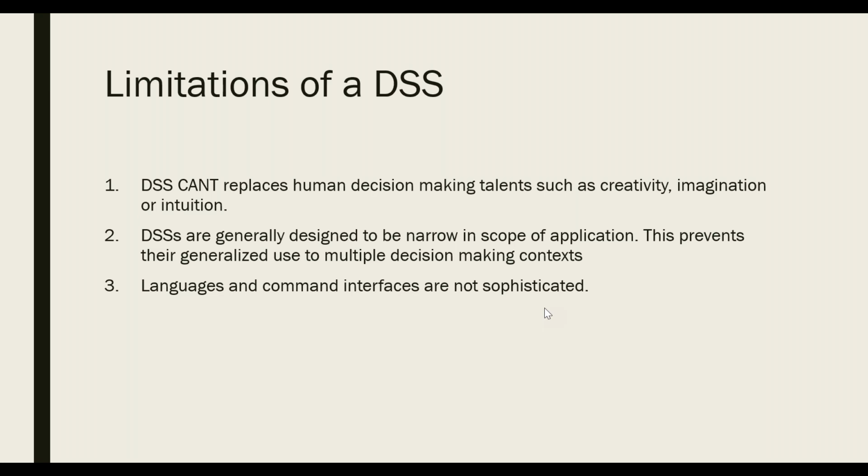Second point, DSS are generally designed to be narrow in scope of application. This prevents their generalized use to multiple decision-making contexts. Very, very true. DSS systems जो भी हैं वो एक particular decision making के लिए narrow down करके रखे हैं. Okay, it is just narrowed down. मतलब limitations लगा दी गई हैं. इतना ही तुझे आउटपुट देना है because it's a piece of code. Okay, उसका scope, उसका working is narrowed down to one thing.